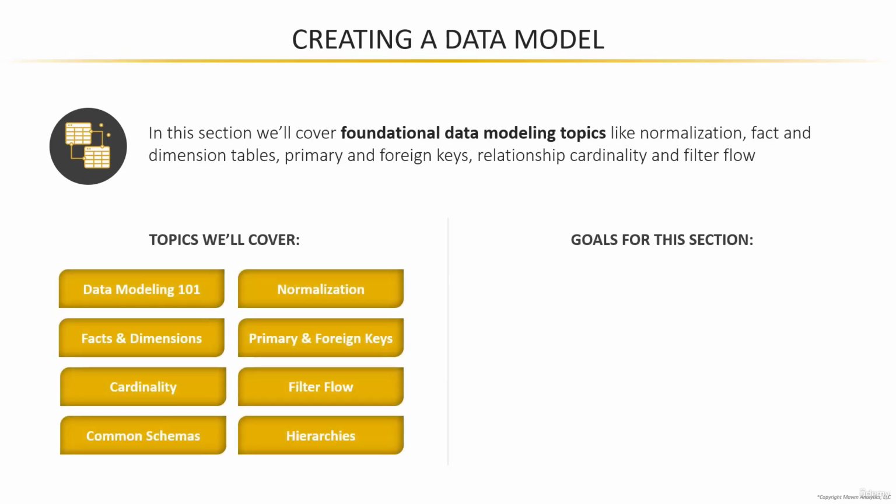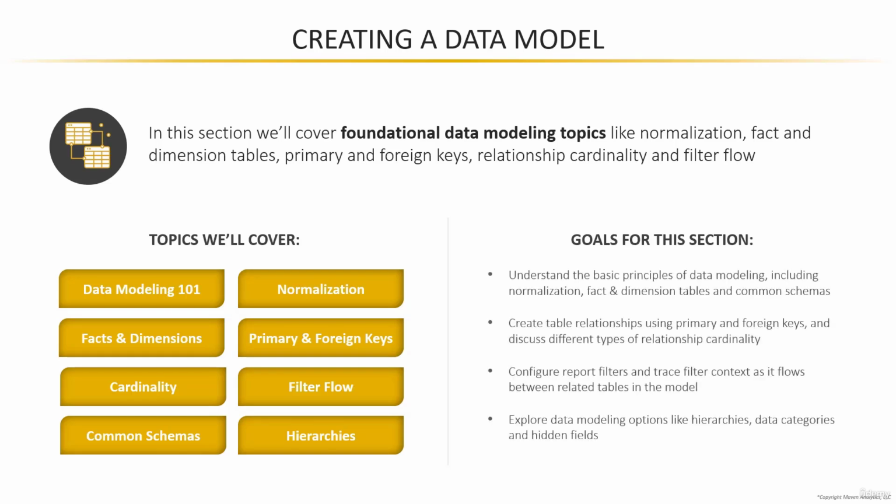We'll start with kind of a high-level data modeling 101 overview, then talk about what normalization is and why it's so important. We'll compare and contrast fact or data tables from dimension or lookup tables. Also drill into primary and foreign keys, what they mean, where you can find them. From there, we'll talk a little bit about relationship cardinality and filter flow, which will be critical for understanding exactly how your model works. And we'll wrap up with a quick overview of some different types of common model schemas, like star and snowflake schemas, and some additional tools like categories and hierarchies.